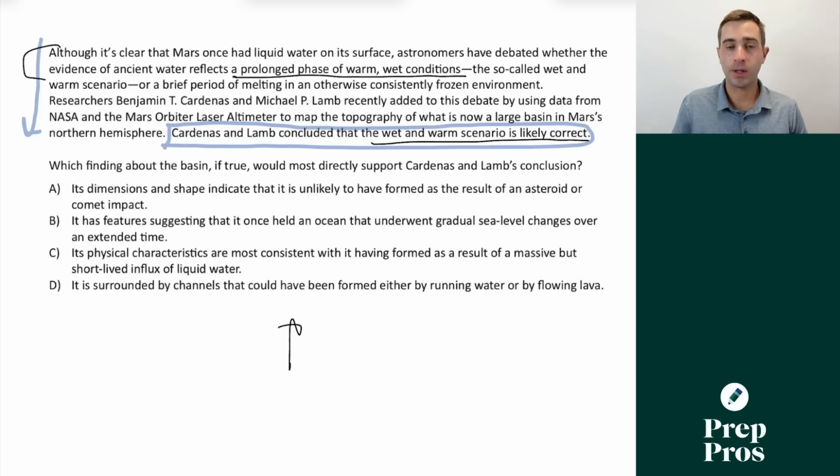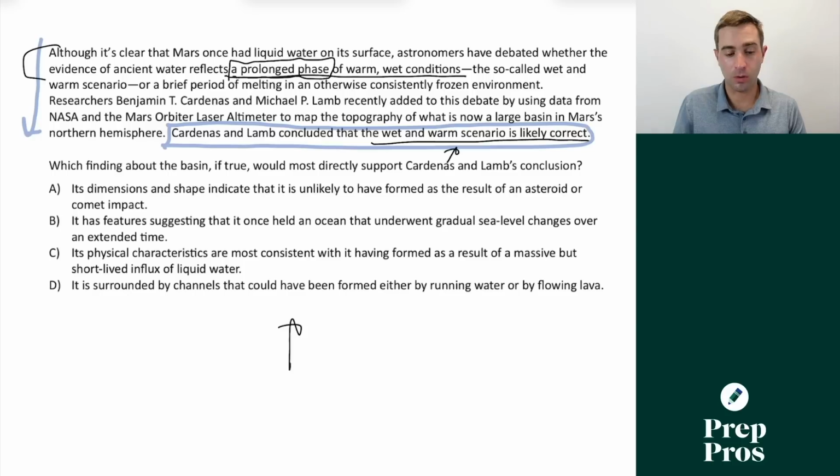This isn't as complicated as some of these can get, but what we do want to start to understand is all the language they tell relating to this claim is incredibly important. They say reflects a prolonged phase of warm-wet conditions. That's the only information they give us to tell whether the warm-wet scenario is actually likely.